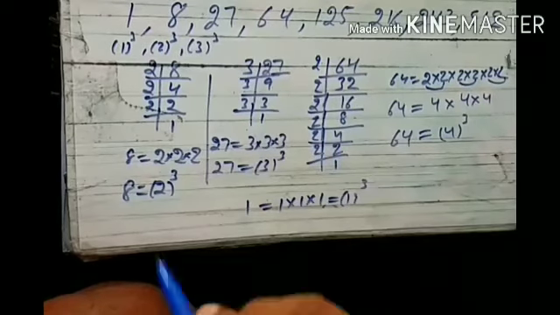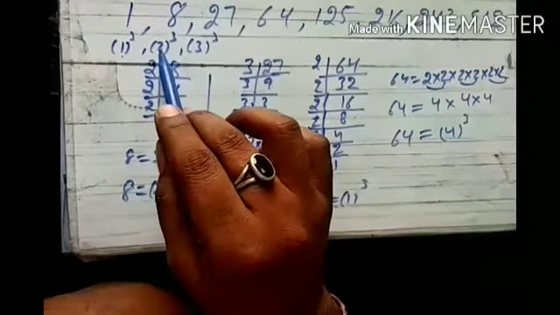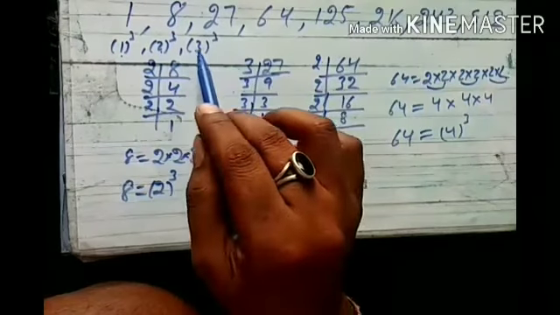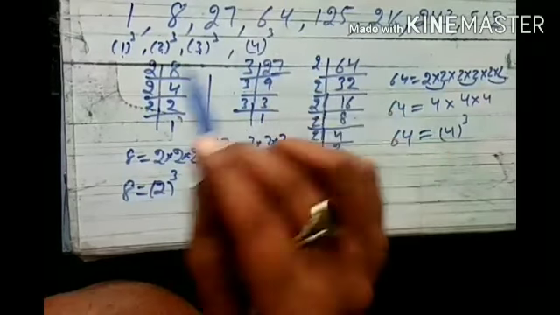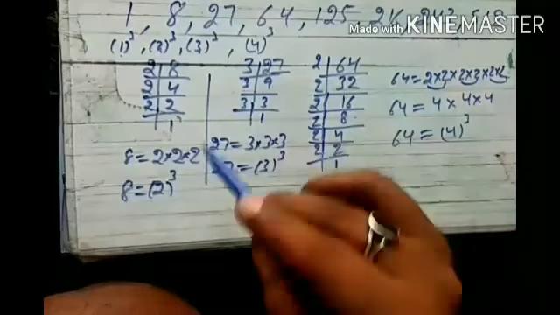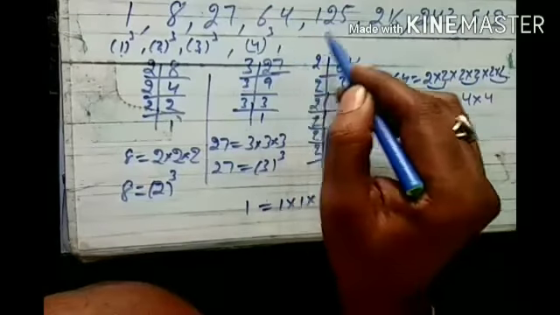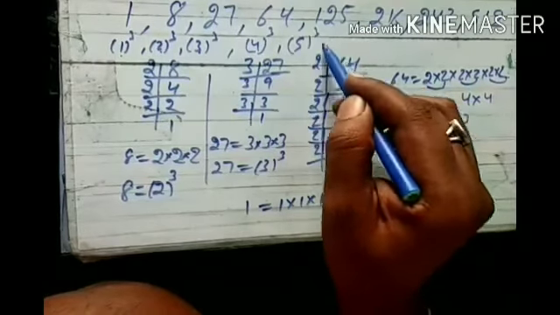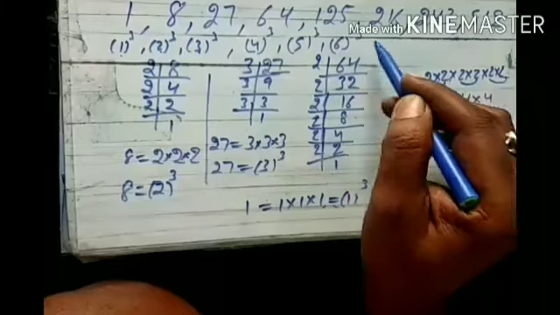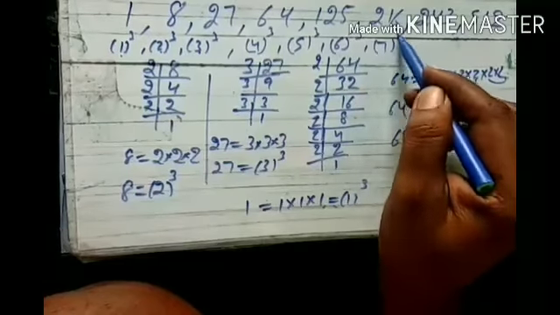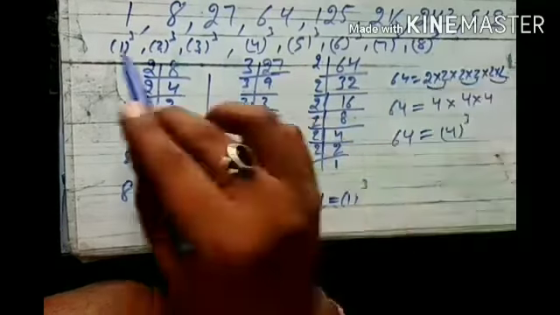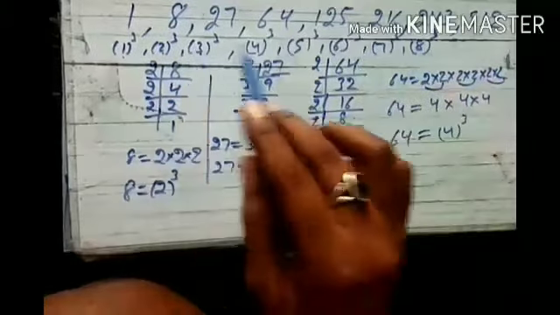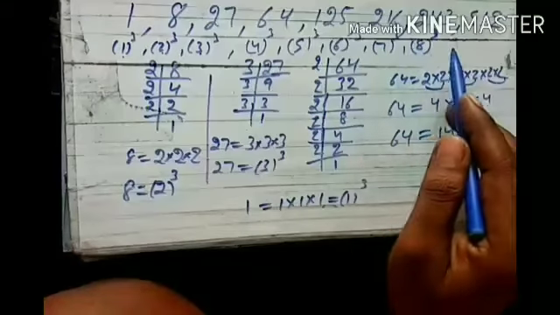So if you see, the first number is 1 cube, then the second is 2 cube, the third is 3 cube, and the fourth is 4 cube. Similarly, if you go on with the pattern with this type of practice, you will come to know that this is 5 cube, this is 6 cube, this is 7 cube, and this is 8 cube. So all these members are the cubes of natural numbers less than 9.